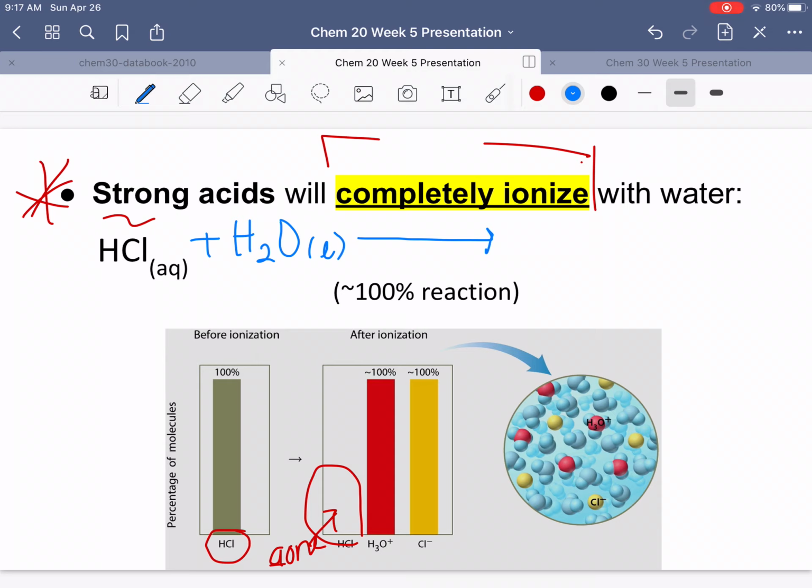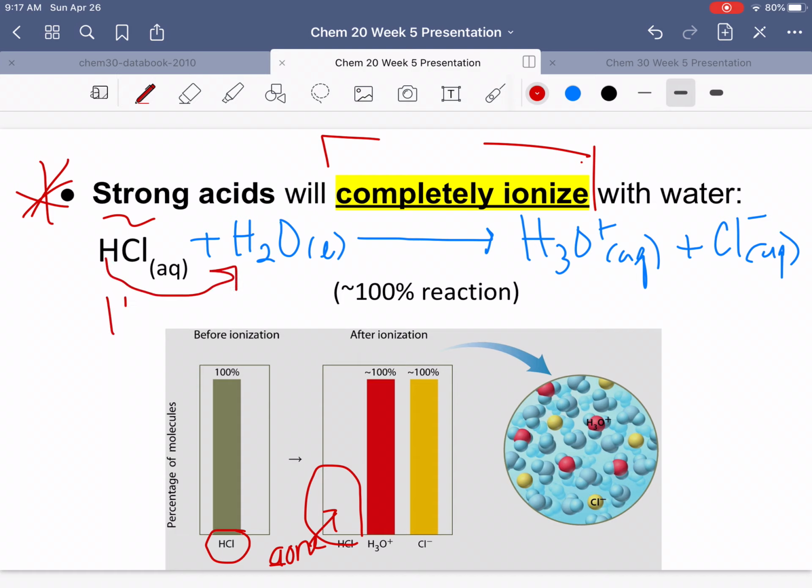I haven't emphasized this before, but now I will. A one-way arrow to produce hydronium, H3O plus aqueous, and the anion that's left over, which in this case is chloride. Don't forget to always, no exception, show the proton transfer. With the acid, it goes from the acid to the water. And there we go. 100% reaction, guys. This 100% is our one-way arrow. Nothing is left of what we started with.